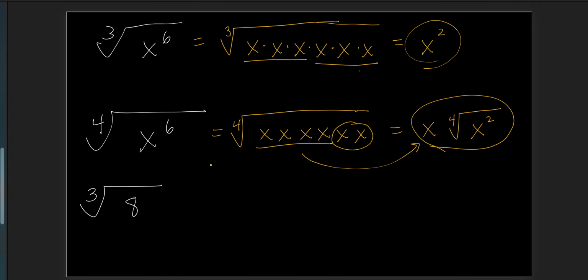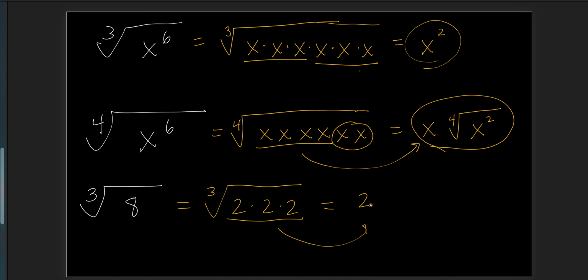Now if we look at a number again, we can break down 8 into its prime numbers. We know 8 is 4 times 2, really 2 times 2 times 2. And so we're looking for a set of 3 things that are the same. We do have that. For every one set, we take one out. So the 3rd root of 8 is 2. So it's the same procedure whether it's unknown variables or numbers. It's just with numbers we can break it down into its prime values. That's one way you can do it.